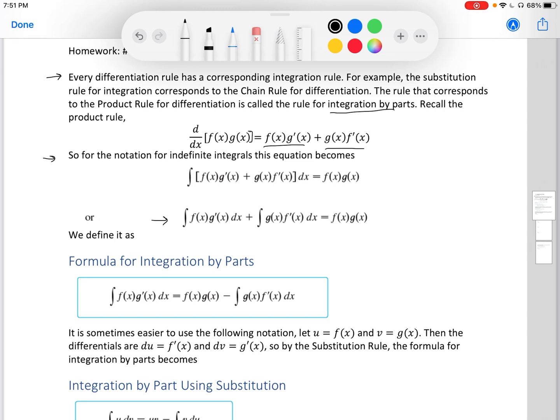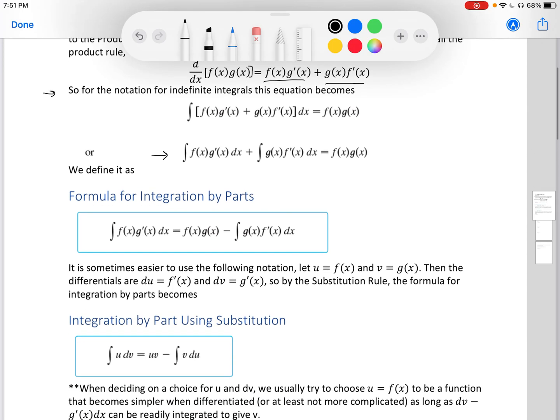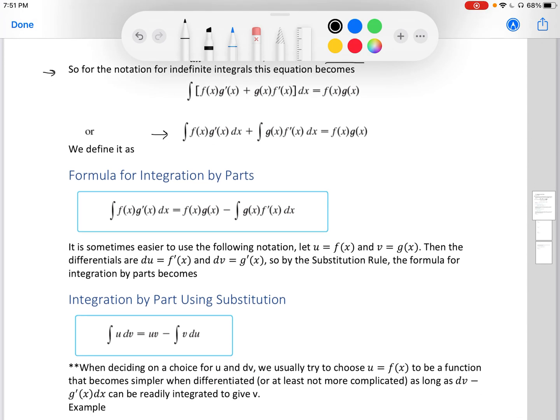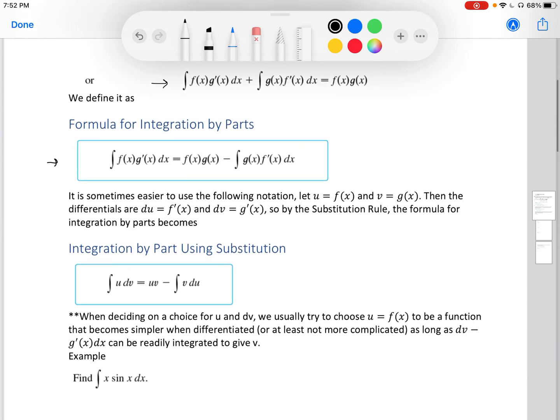Or the integral of f of x times g prime of x dx plus the integral of g of x times f prime of x dx, which equals f of x times g of x. So our formula for integration by parts is just like listed above, but we have a process that we use for integration. We like to use substitution in our integration by parts.